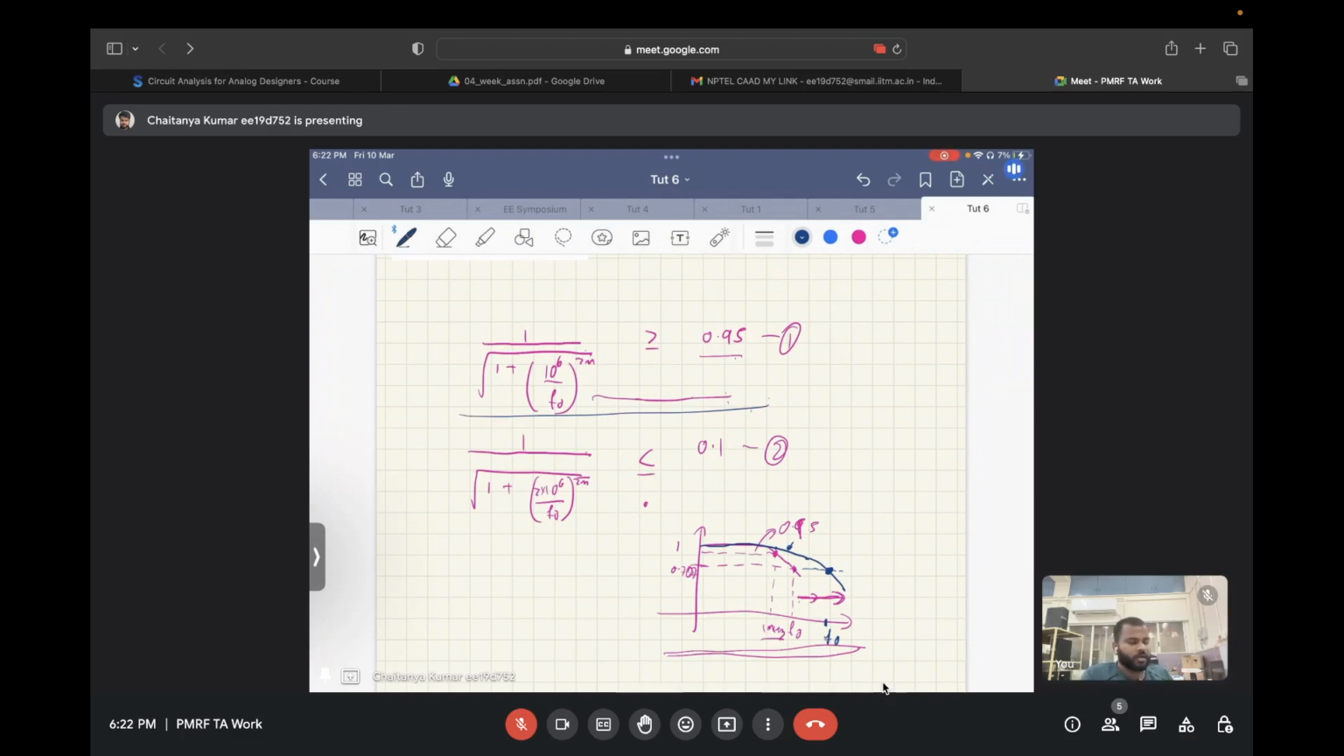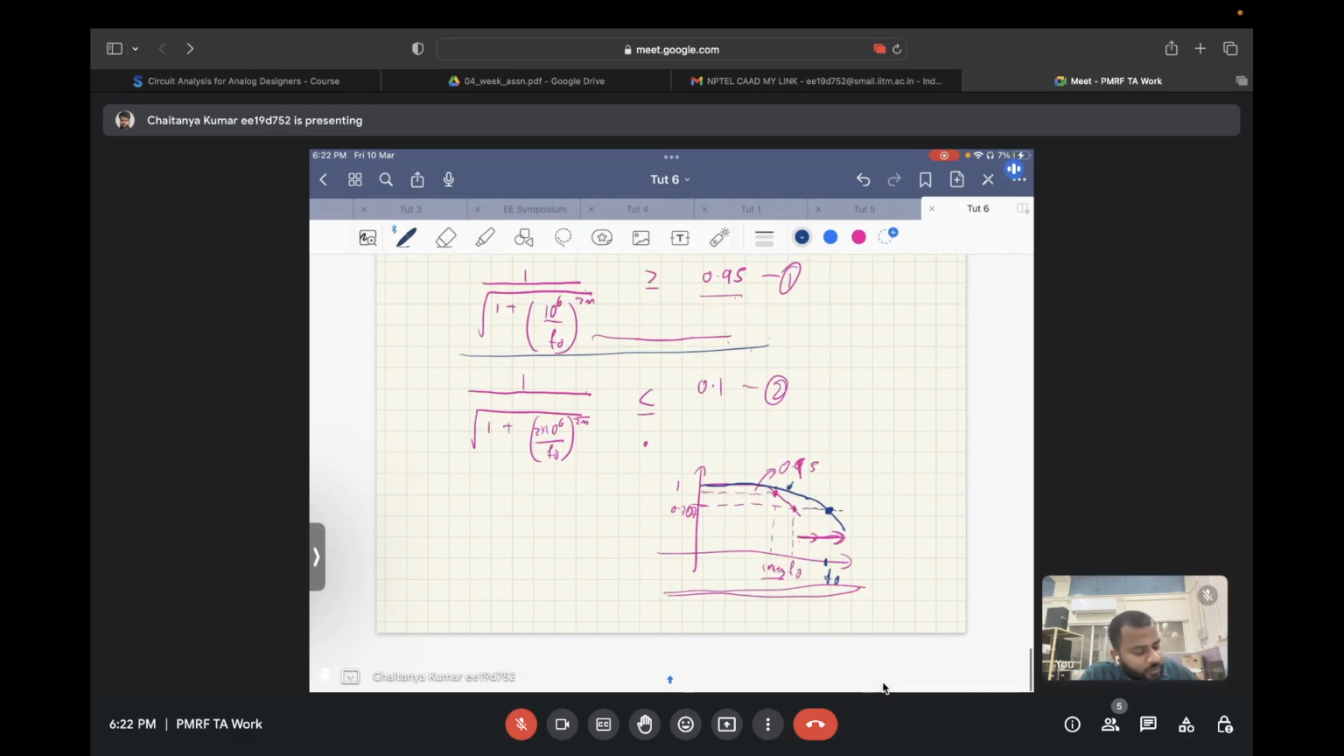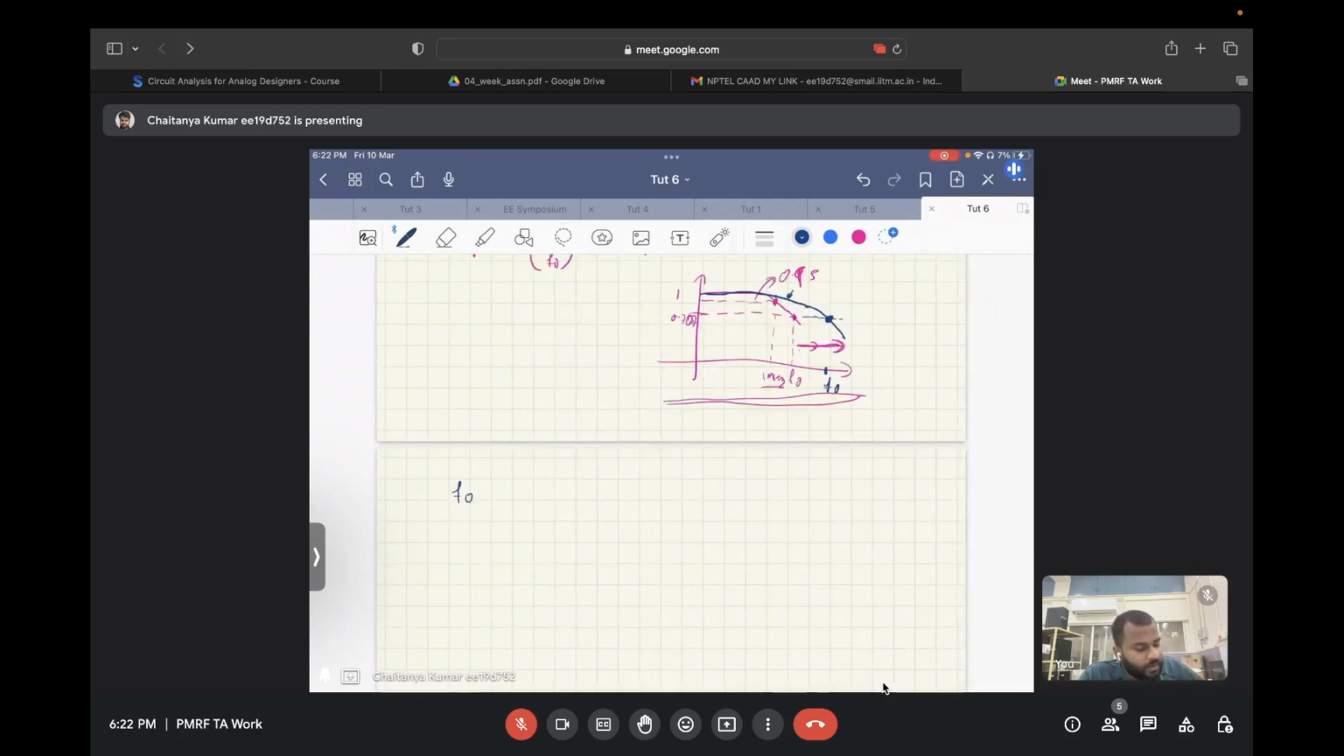Now, what is the worst case? We said that whatever F naught we choose can vary by plus or minus 5%. Let's say you choose some value F naught. The actual value of F naught in the circuit can be 0.95 times the chosen value, that is minus 5%, or 1.05 times the chosen value. Correct? Yes, sir.